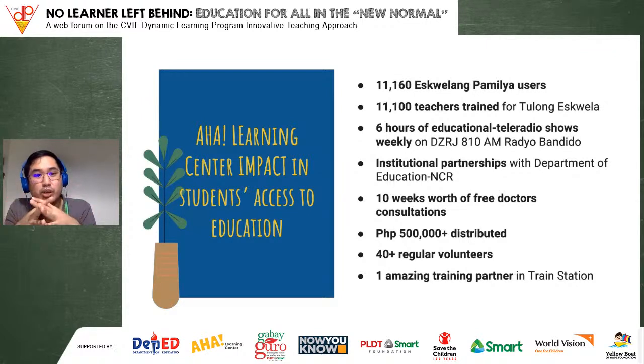So just to give you a short overview of our impact, since March 28, 2020, we have been able to reach 11,000 users. These are families, mothers and children who we've given these homeschool programs to through Facebook Messenger. We have 11,000 teachers trained in 6 school divisions here in the NCR. We have 6 hours of educational teleradio shows.